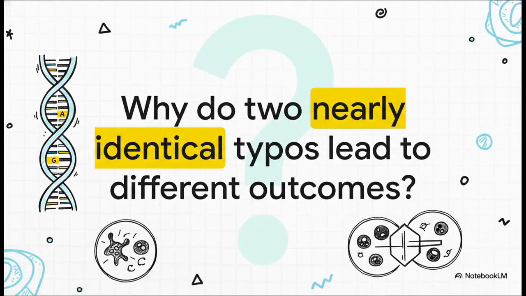And at the very heart of our story today is this incredible question. How can two genetic typos that are nearly identical, we're talking just a single letter change in the genetic code, lead to such wildly different, night-and-day outcomes for patients with lung cancer?